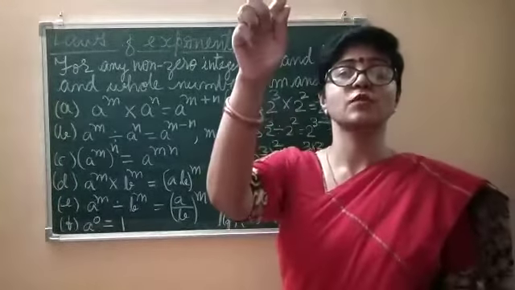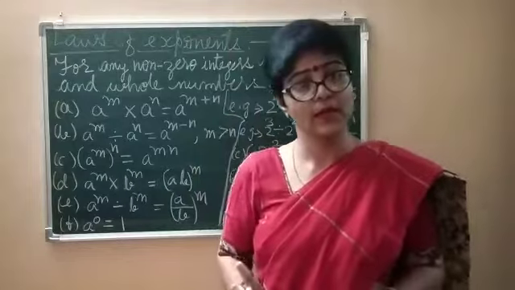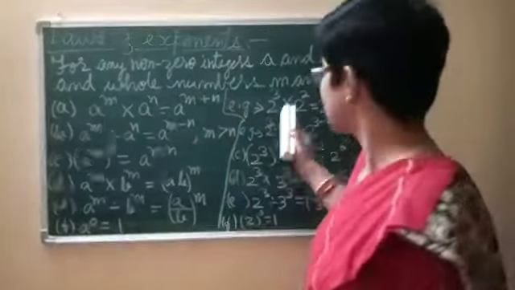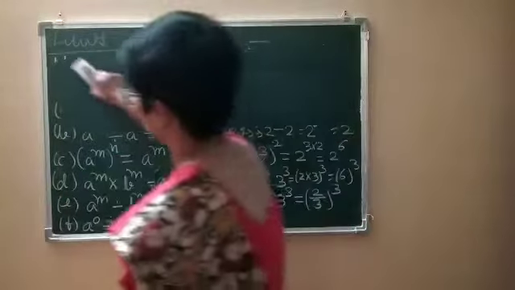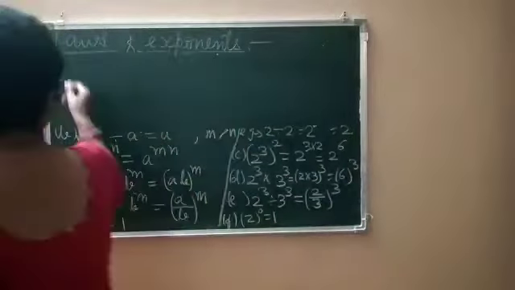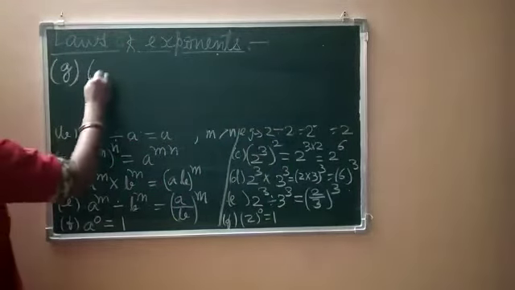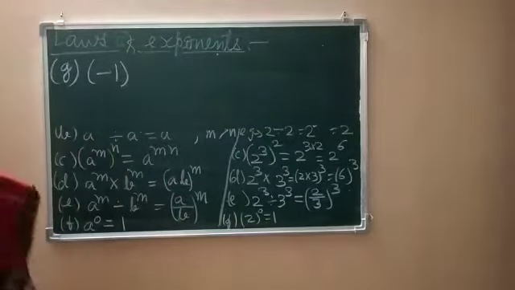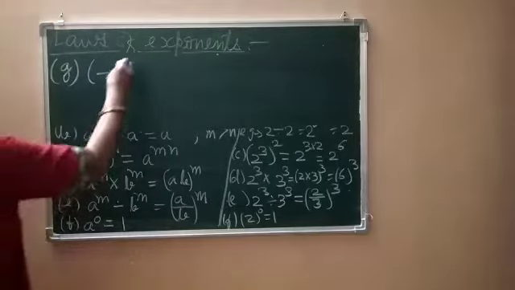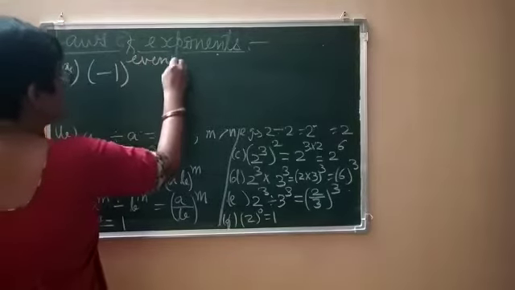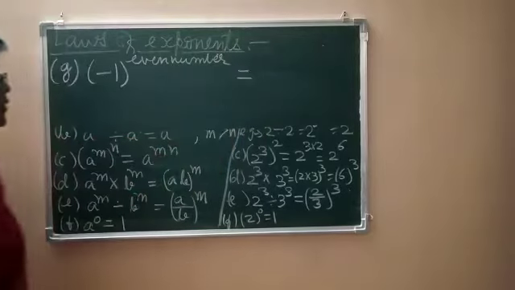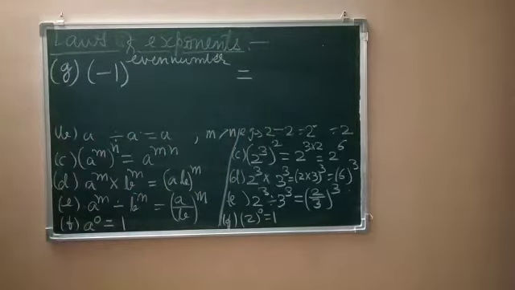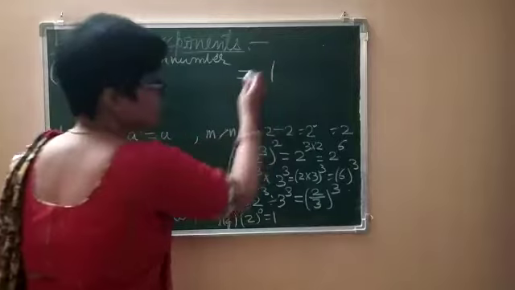Any number raised to the power 0 is 1. Any doubt? Now, we have one more thing here, that is minus 1. If minus 1 is raised to the power of any even number, it will become what? Minus 1 to the power of any even number will become plus 1.